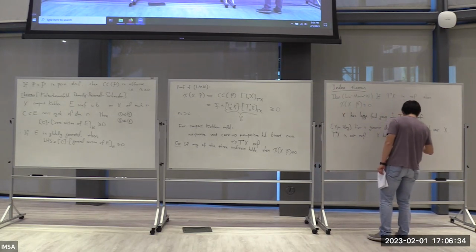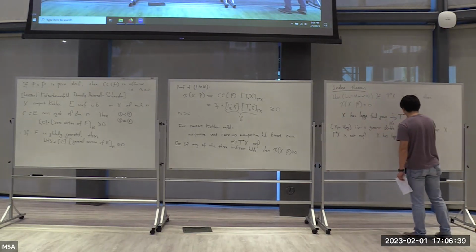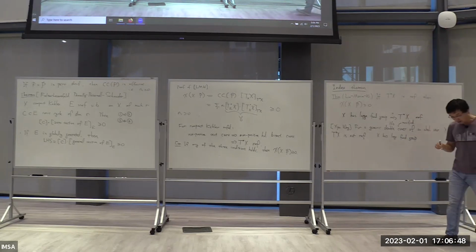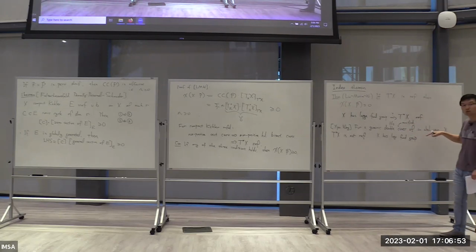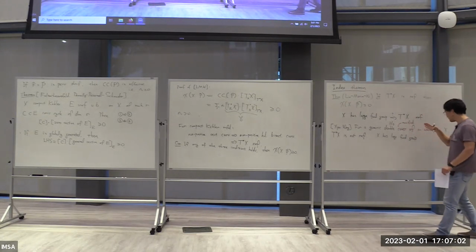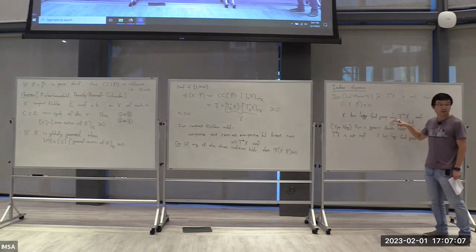Yeah, I think I need some words here. So for a generic double ramified cover. What do I mean by this? You just take an abelian variety, take a general ample smooth hypersurface, and then you can take a double cover exactly ramified along that divisor. And then X, if you choose things generic, gives you a counterexample.